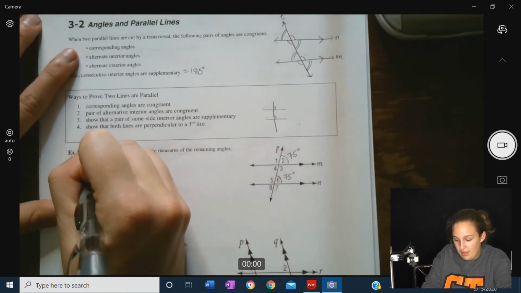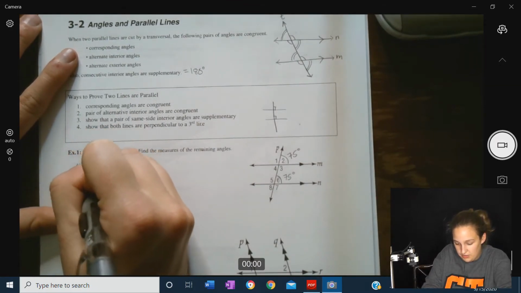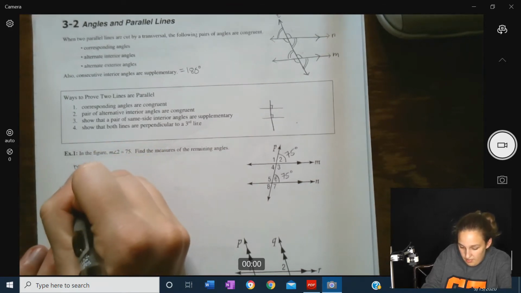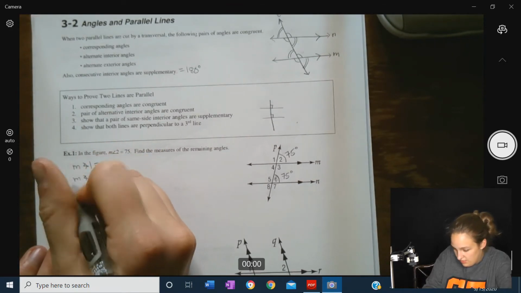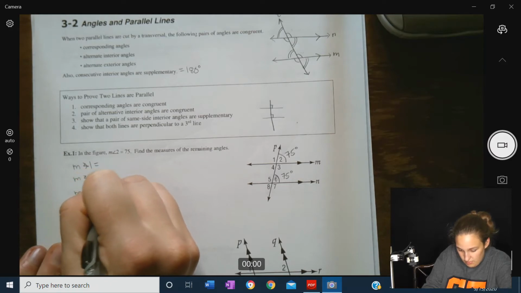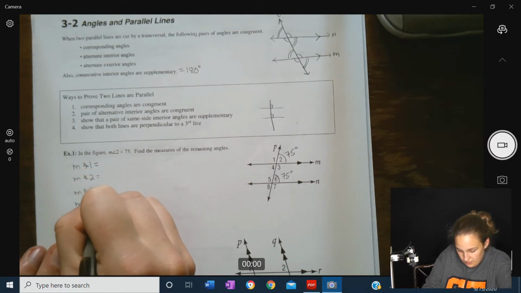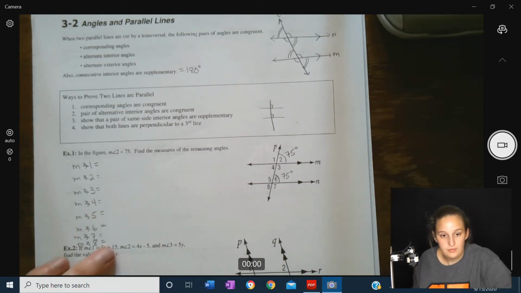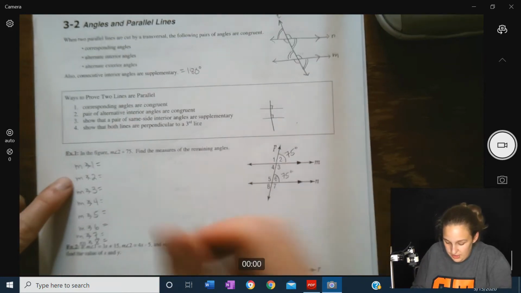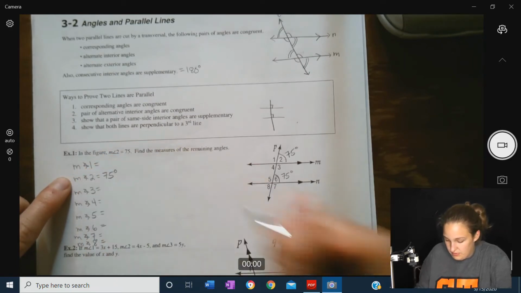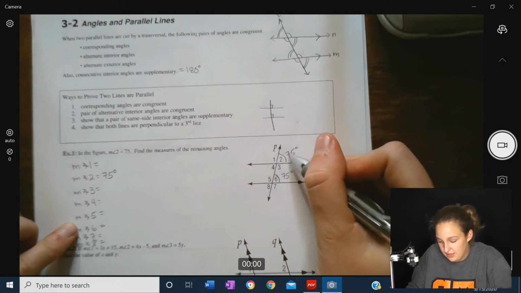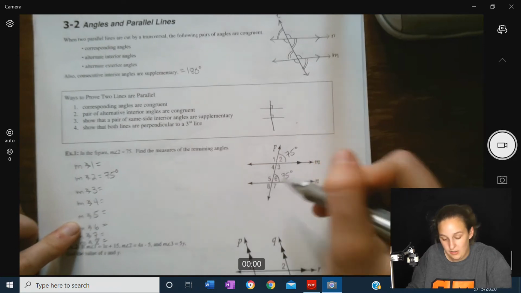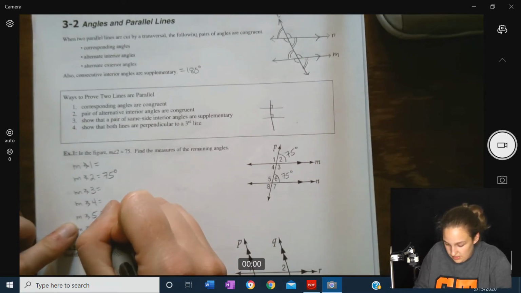So the measure of angle 1, measure of angle 2, let's go ahead and write this all out. Measure of angle 3, 4, 5, 6, 7, I'm out of room, and 8. Okay. So we already knew that 2 was 75 degrees. And we just found that these are corresponding angles. So 6 is also 75 degrees.